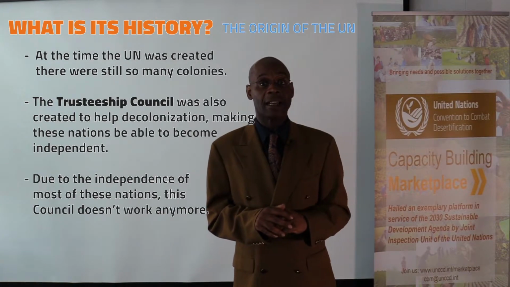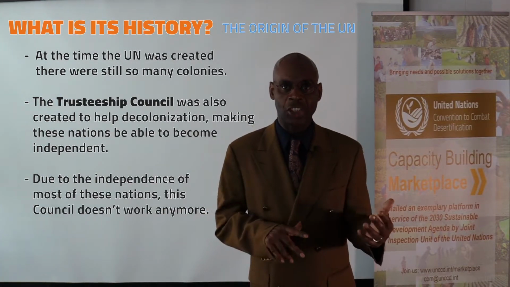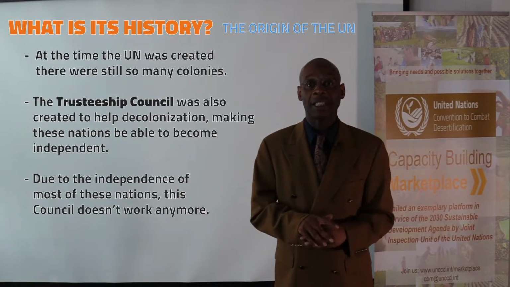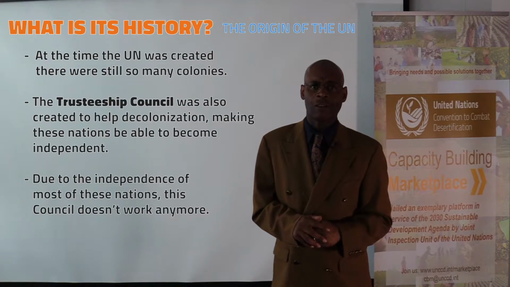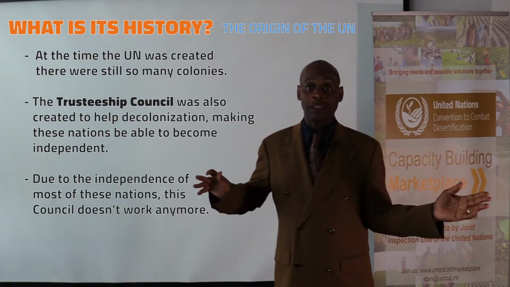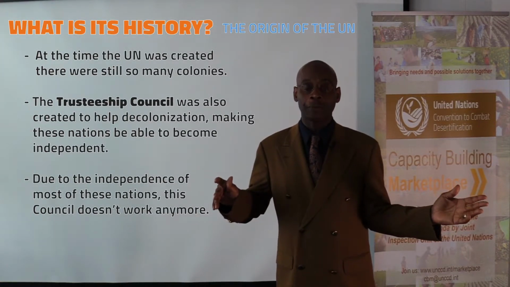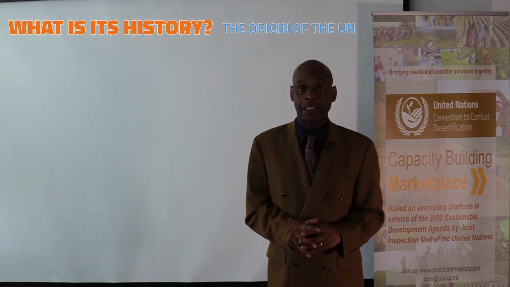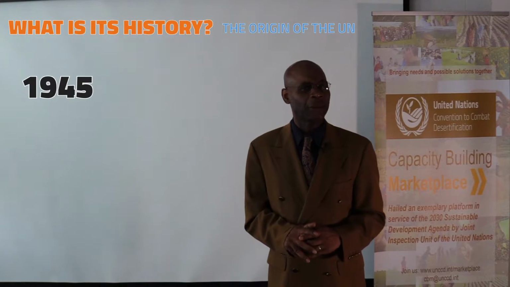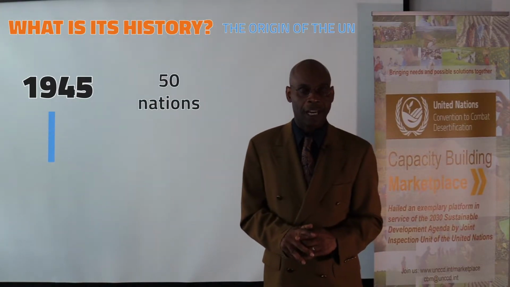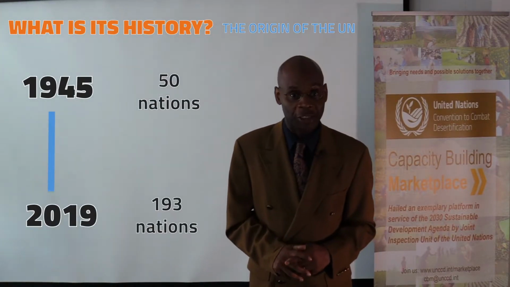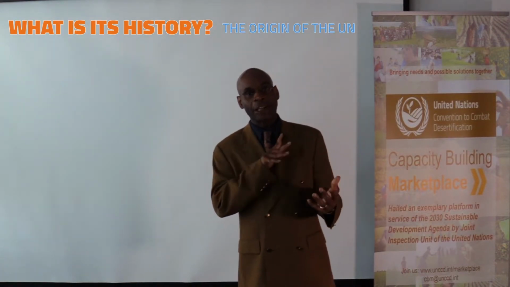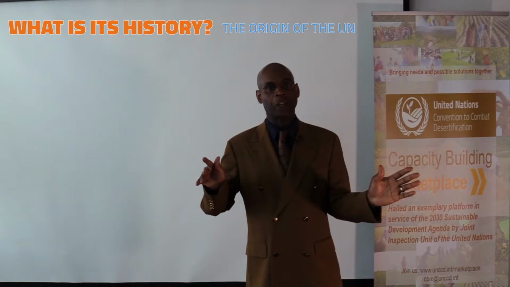And its main task was to help in decolonization. In other words, making these nations be able to become independent. Now that council doesn't really function anymore. The reason why is that most of these nations are now independent. As a matter of fact, if you look at the United Nations in 1945, it only had about 50 members. Now it has 193 members. So you see, that whole decolonization process really did work.